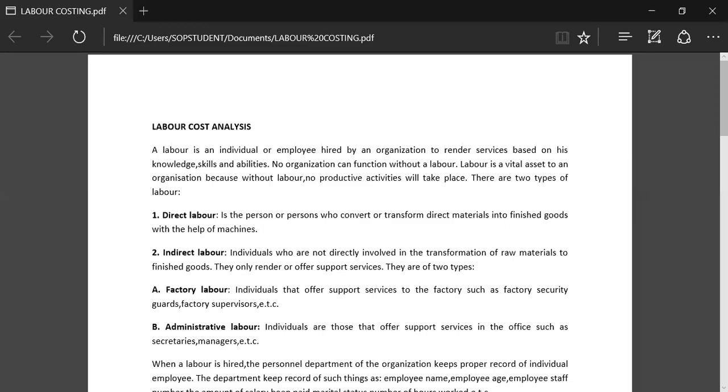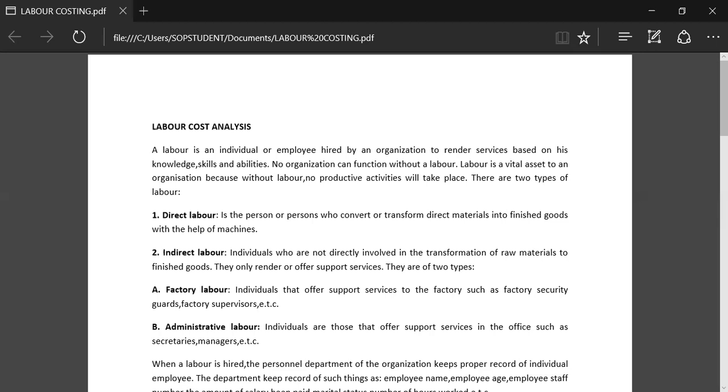This is a presentation on labor cost analysis. Labor is an individual or employee hired by an organization to render services based on his knowledge, skills, and ability. And labor is a vital asset to every organization because no organization can function without labor. Productive activities cannot take place without labor.